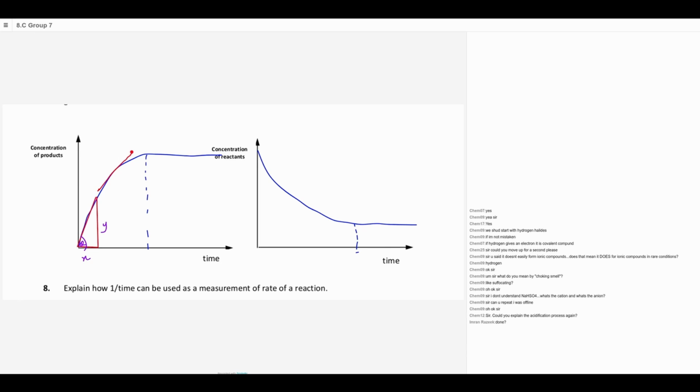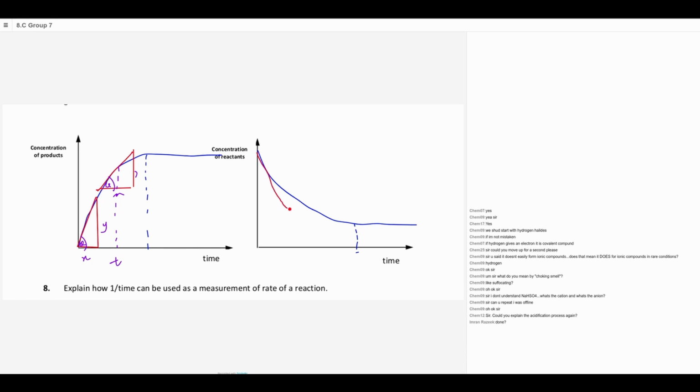And if you need to find the rate at a given time t, you can draw a tangent at that given point and calculate the tan theta value, which is the gradient, the y distance over the x distance, right? This is tan theta, y over x. This is the rate at time t. So you can see the gradient is less, right? It decreases with time. The rate of the reaction decreases with time. Eventually, at this point where the reaction is completed, the gradient will be 0, right? So initially the rate is maximum, and then it decreases, and eventually goes to 0.